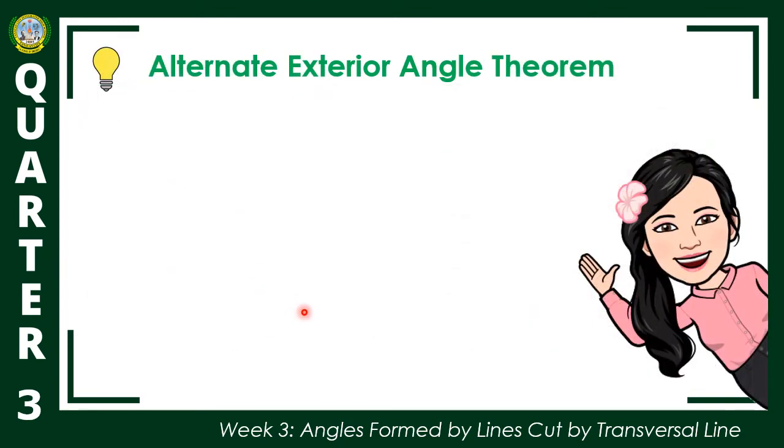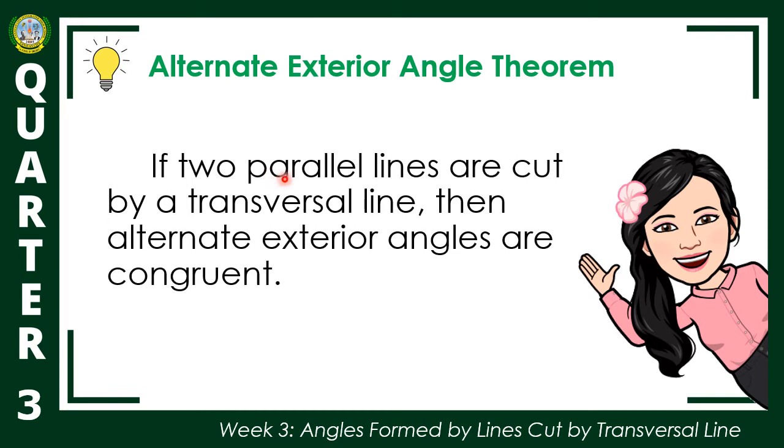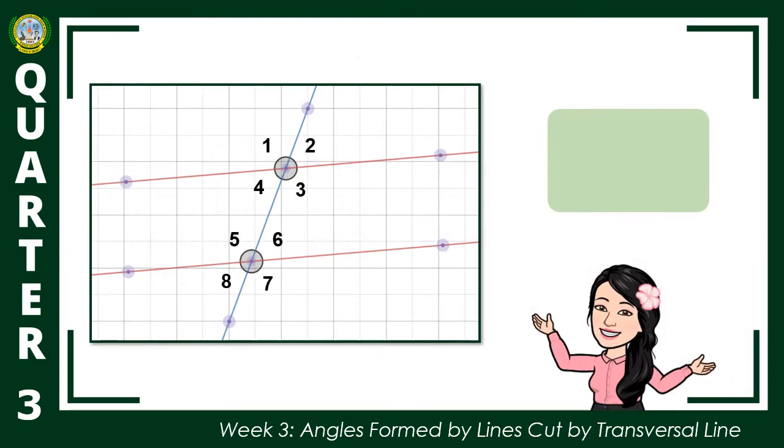Siyempre, meron din ang alternate exterior. We have the alternate exterior angle theorem, which states that if two parallel lines are cut by a transversal line, then the alternate exterior angles are also congruent. So, try ulit natin na i-prove po ito. So, halimbawa, ang measure po ng angle 1 ay x. Okay? Since angle 1 and angle 5 are corresponding angles, then the measure of angle 5 will also be x. Diba nga? Kasi nga po, corresponding angles are congruent according to the corresponding angle postulate.